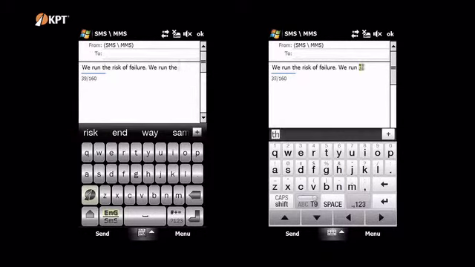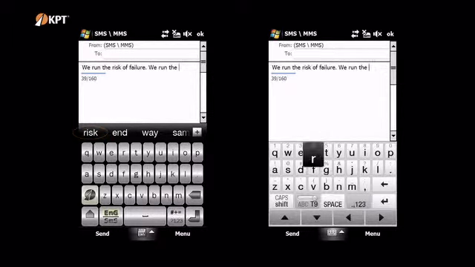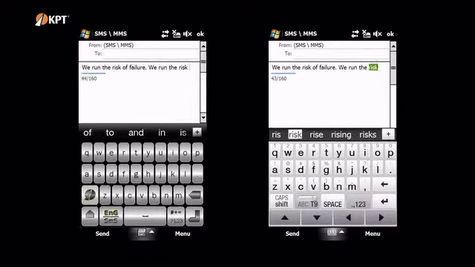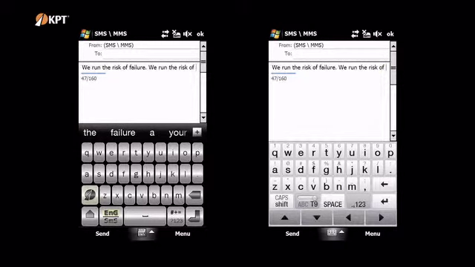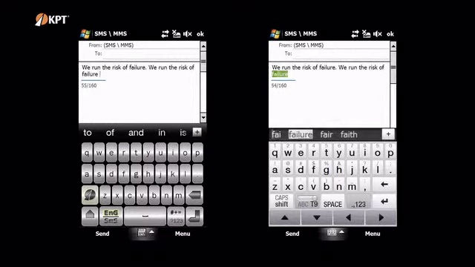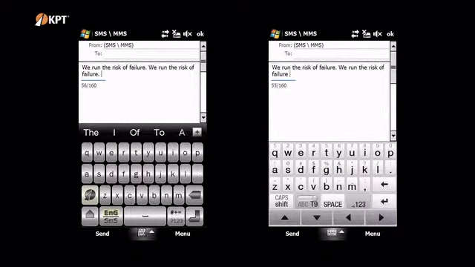Secondly, because of real-time learning, we now get offered the word "risk" in advance. Adaptxt true prediction continues. Now we get offered "of" in advance. And finally, "failure" is predicted in advance also. The last four words take Adaptxt only four keystrokes thanks to real-time learning.